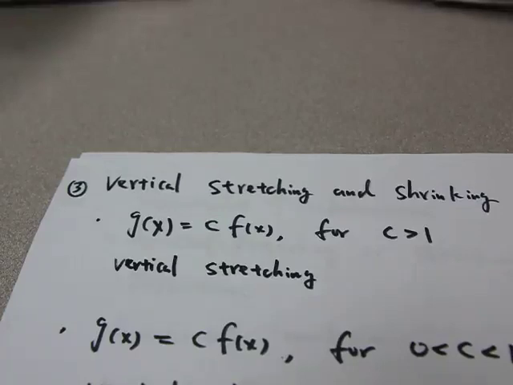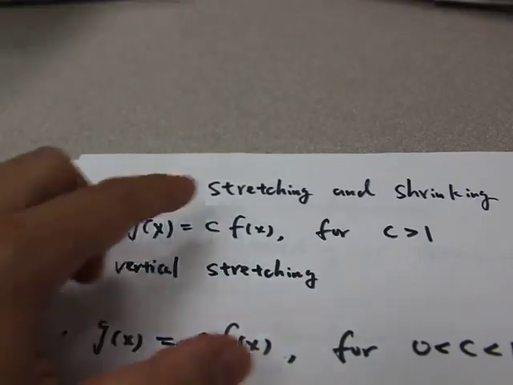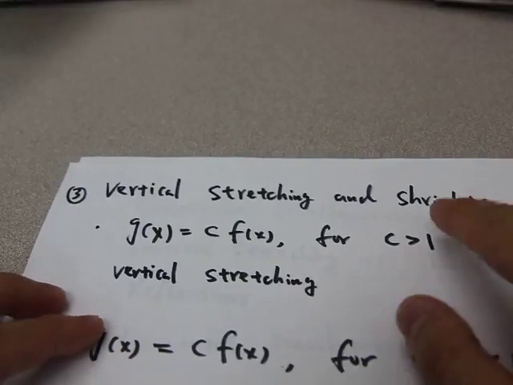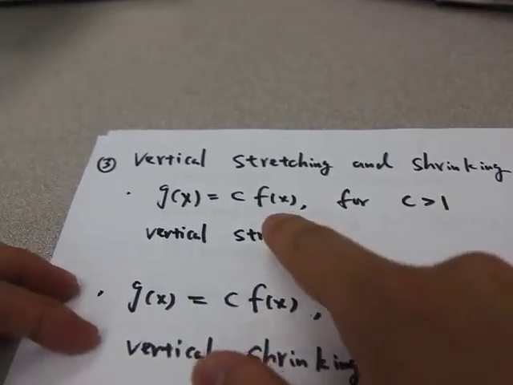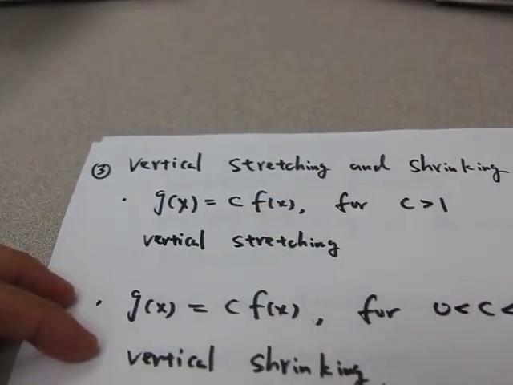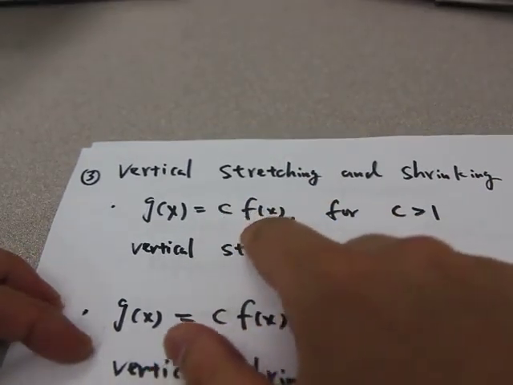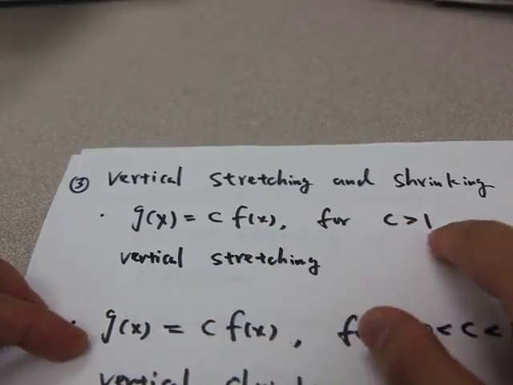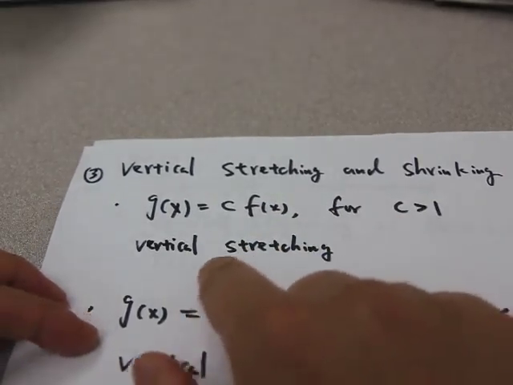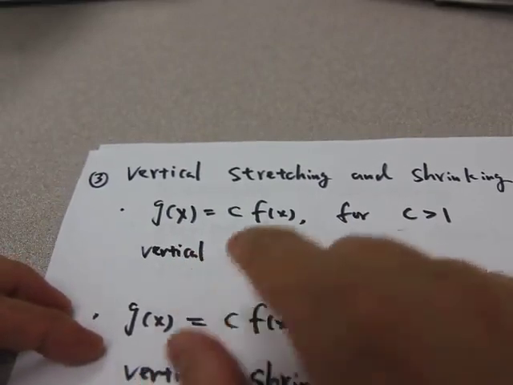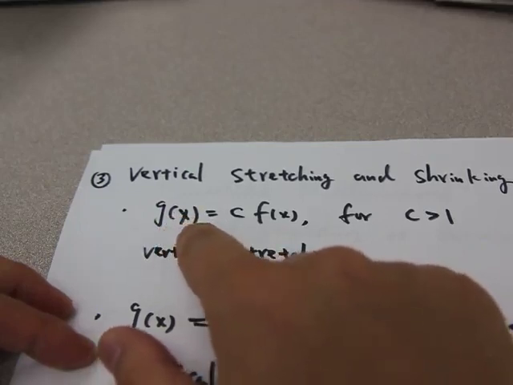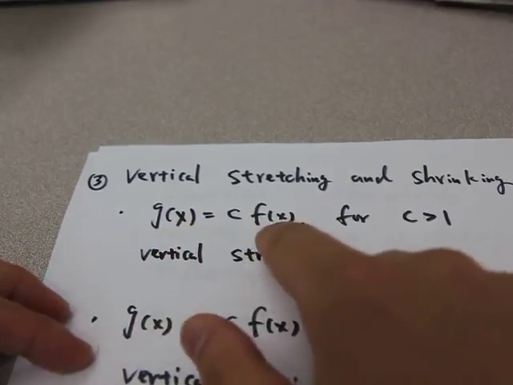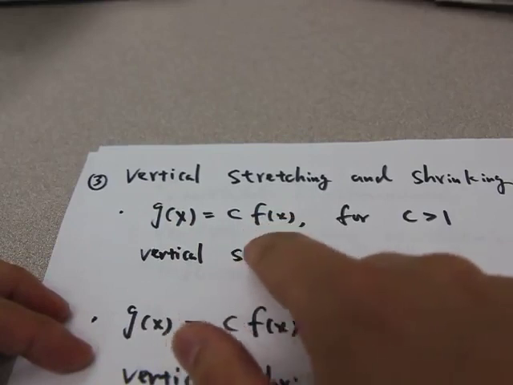Okay, now let's take a look at the third transformation, which is called vertical stretching and vertical shrinking. This happens when we multiply the function f(x) by a positive number. If the positive number we multiply by is greater than 1, then the transformation is called vertical stretching. At this point, the graph of g(x) is obtained by stretching the graph of f(x) vertically.